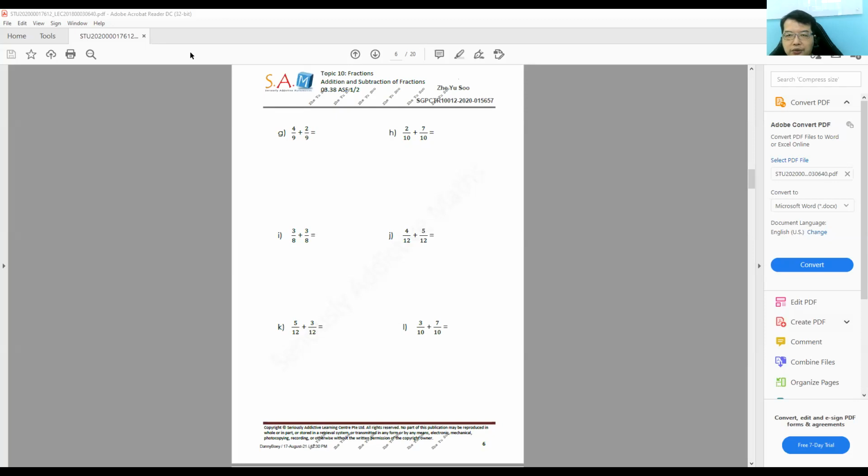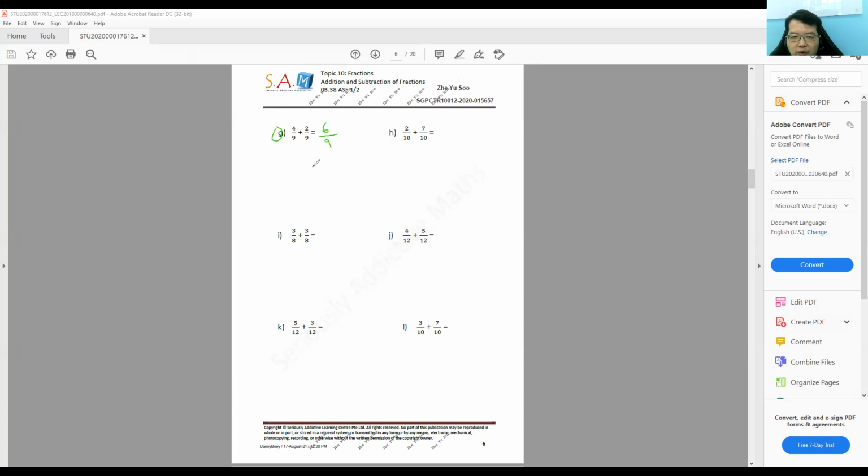Okay, now we're going to do something very simple. If you look at the question here, let's look at question G. What is 4 out of 9 plus 2 out of 9? Notice that they have the same denominator. So in other words, you don't need to convert. It's a simpler fact of 4 plus 2. So 4 plus 2 equals 6 out of 9.